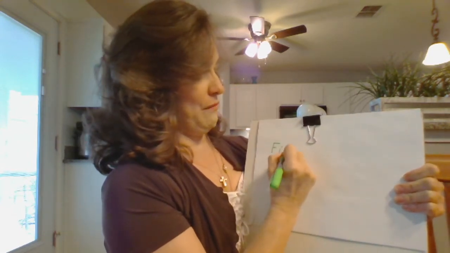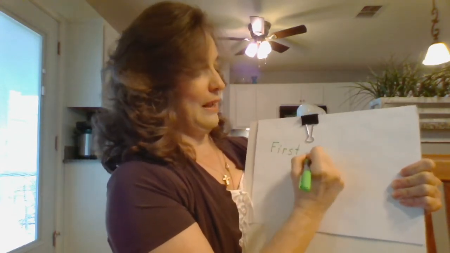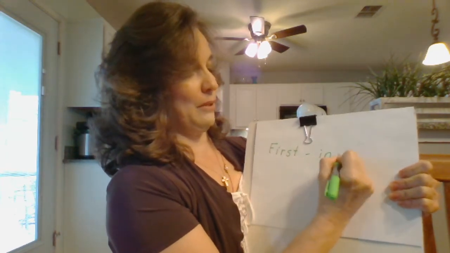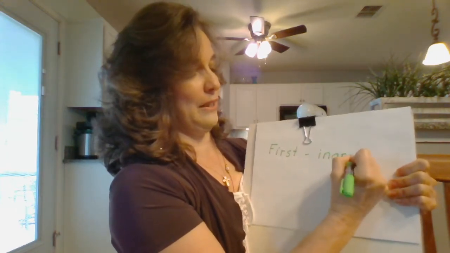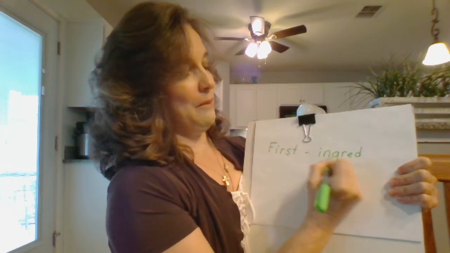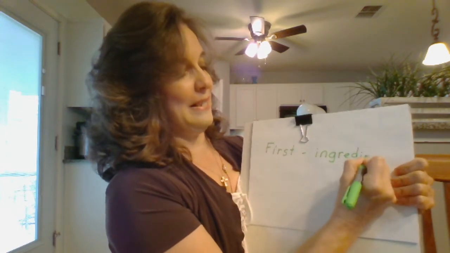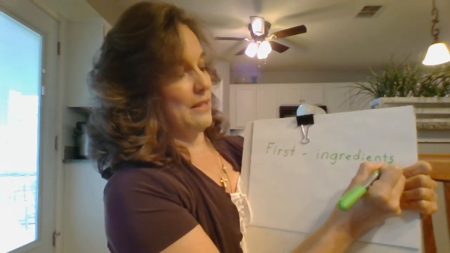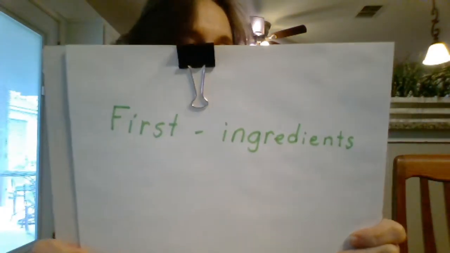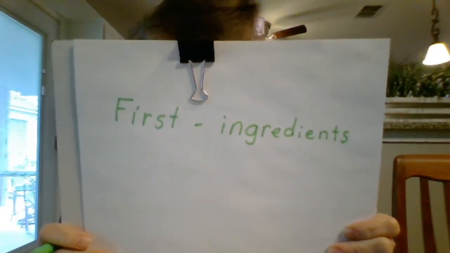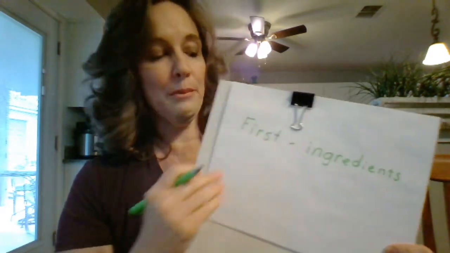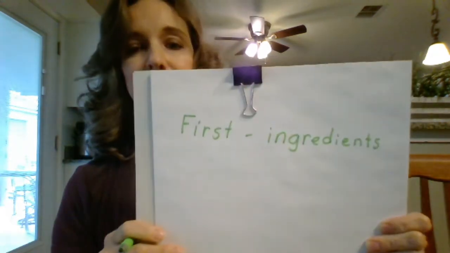So we're going to say first, I got my ingredients. But all I need is just a little memory, a little thing to help me remember. Ingredients. This is my notes that I'm taking. First, I got my ingredients together. But all I need to remember that is just first, ingredients.